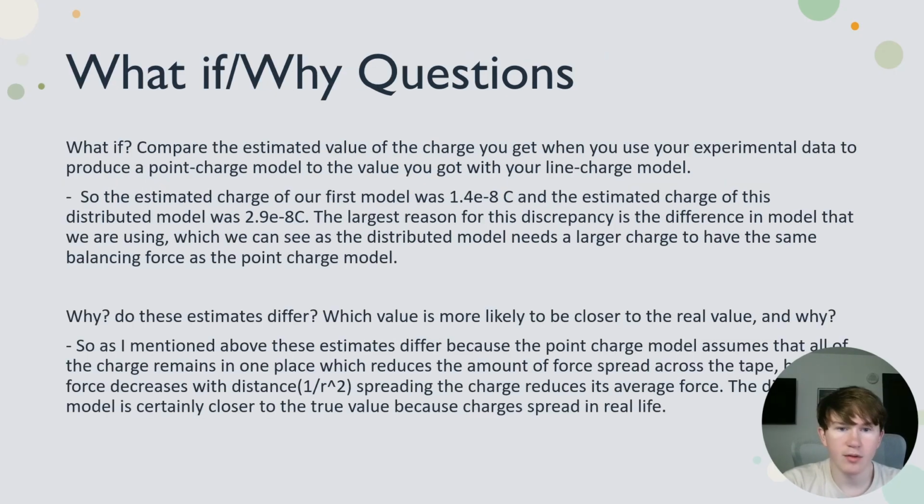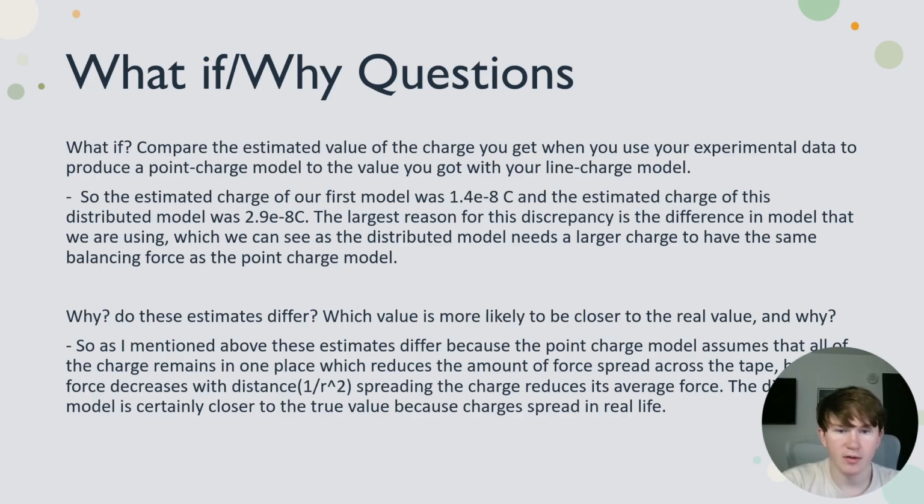So for the what if and why questions, compare the estimated value of the charge with the experimental data. The estimated charge of our first model was 1.4 times 10 to the negative 8 coulombs, and in our experimental model, it was 2.9 times 10 to the negative 8 coulombs. The largest reason for this discrepancy is essentially just that in the first we assumed that the charges were point charges, and now we assume that they are distributed, which has a big effect on how the balancing force is spread across the piece of tape.